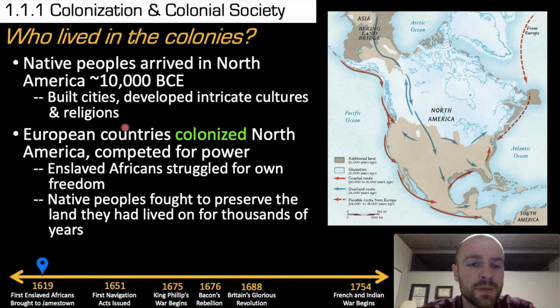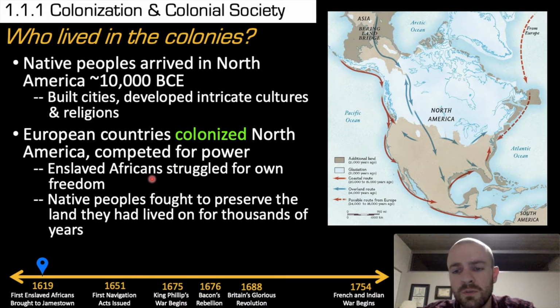So European countries colonized North America. Here we're talking about when Columbus sailed the ocean blue in 1492. European countries colonized North America and then established settlements and competed for power with each other.